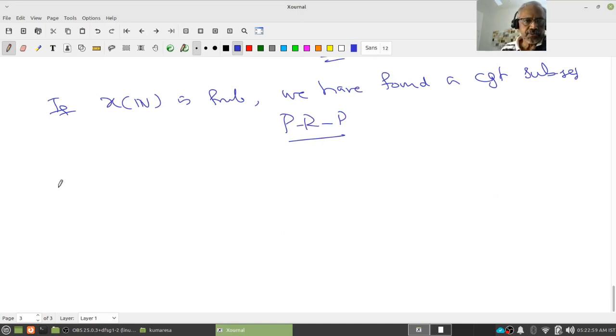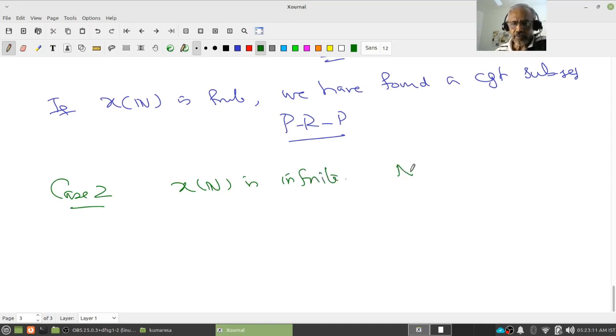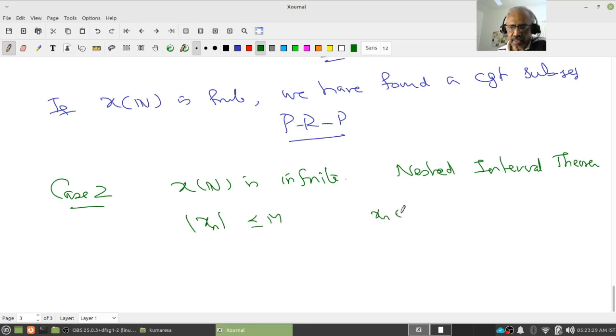So case 2, we will assume the range of xn is infinite. Okay, this is where we will use the nested interval theorem. Okay, so what is the idea? So as I said, we are assuming modulus of xn is less than or equal to m, that means xn lies in the interval minus m to plus m for all n, right?